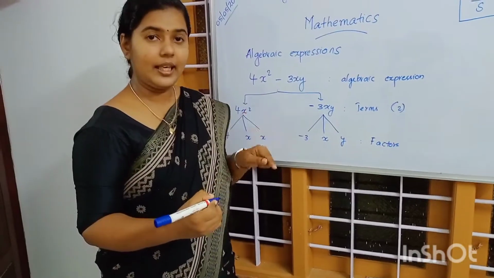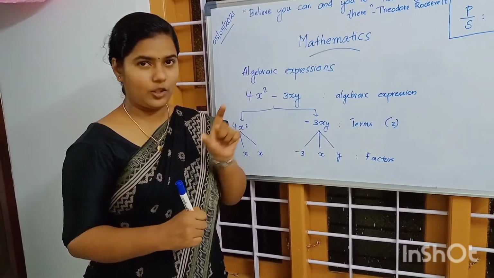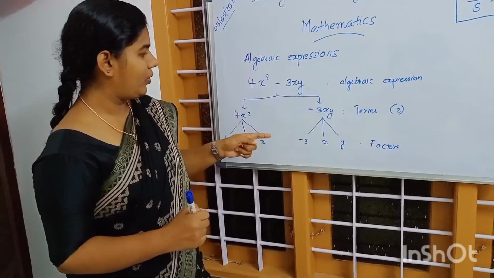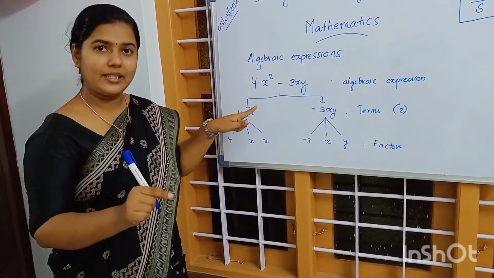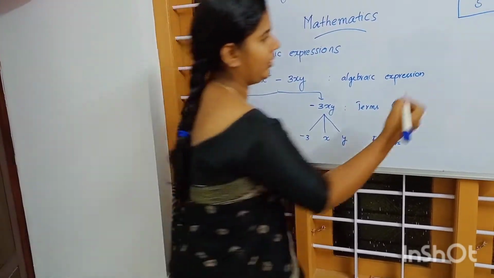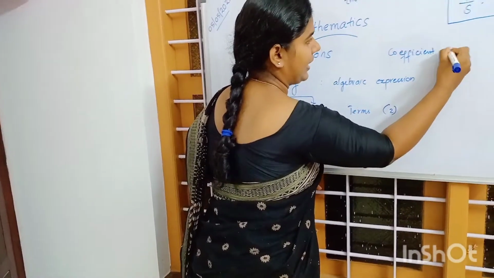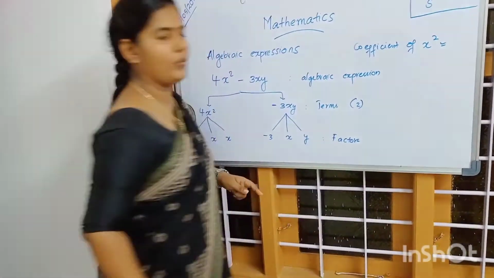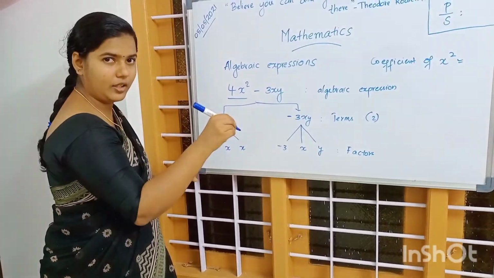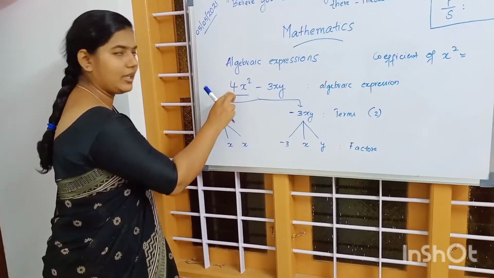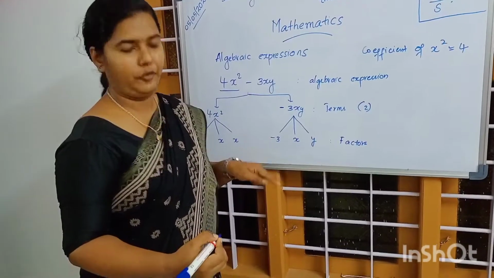Correct? Then you have learned one more term. What is that? Yes, it's coefficient. Correct? So, my question is, in this algebraic expression, what is the coefficient of x square? Yes. So this is the term consisting of x square and the coefficient is 4. So the coefficient of x square is 4.